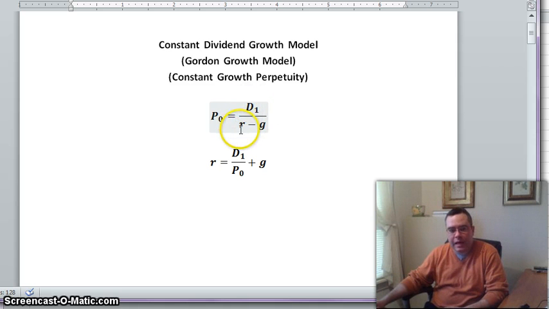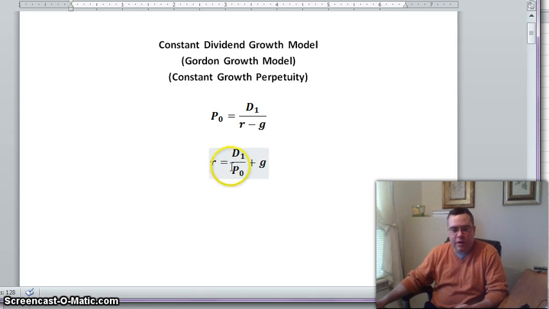You divide that by R, which is your required return on the stock, minus G, which is the growth rate of dividends. To see why this formula works, we can rearrange it for R, and we'll actually use this formula in both forms, solving for price and solving for rate.